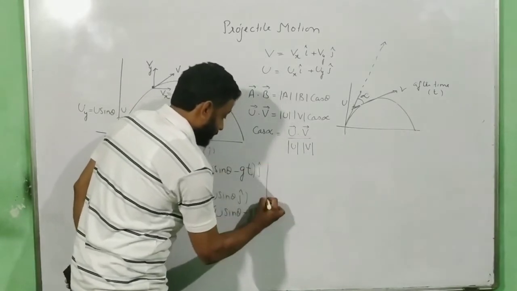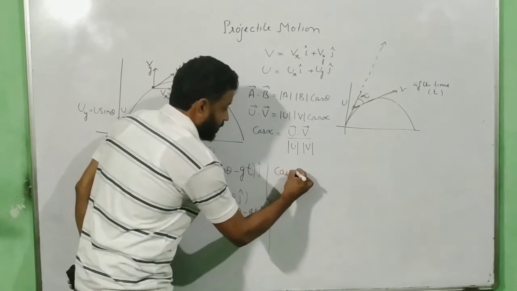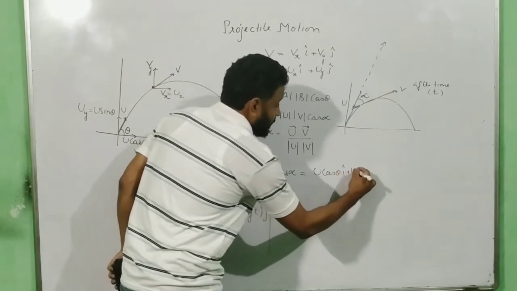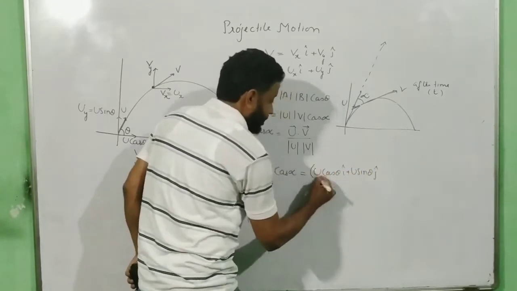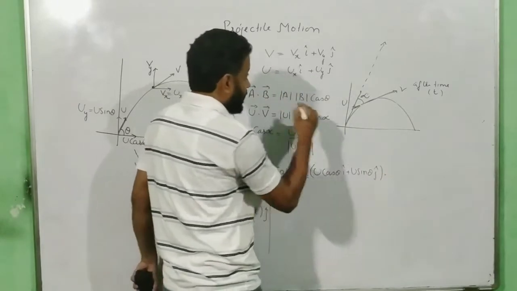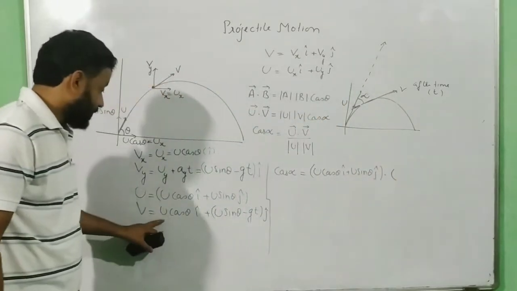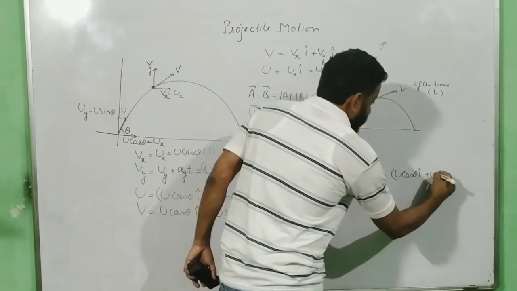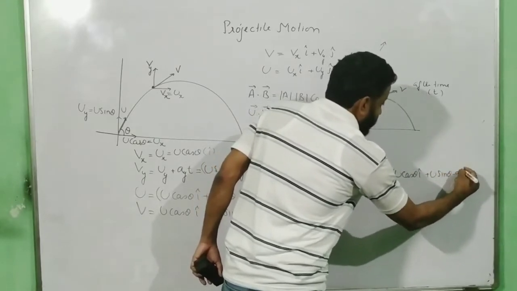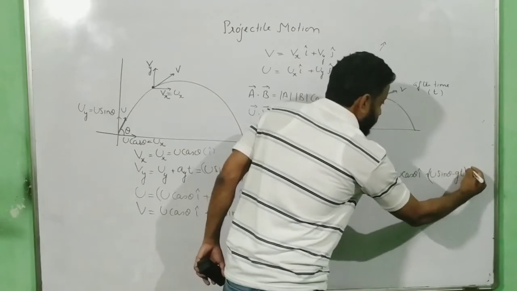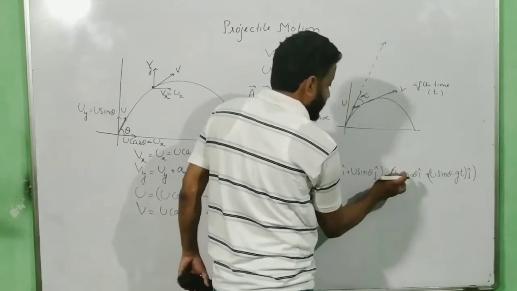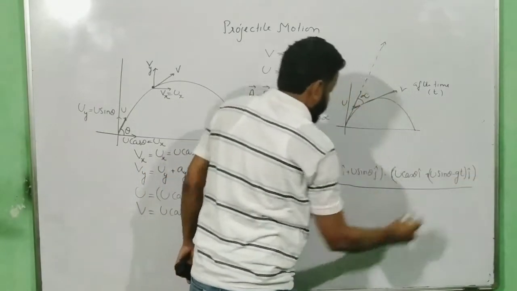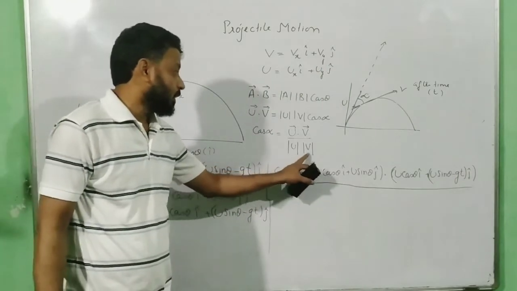So cos alpha equals U, where U is U cos theta i cap plus U sin theta j cap, dot V. What is V? Start from here. V is U cos theta i cap plus U sin theta minus gt, put a bracket here, j cap, and then put another bracket to close the first bracket. And the whole thing will be equal to modulus of U and modulus of V.